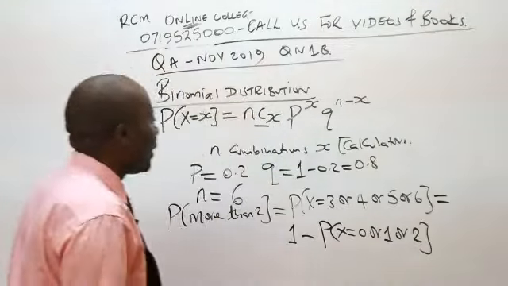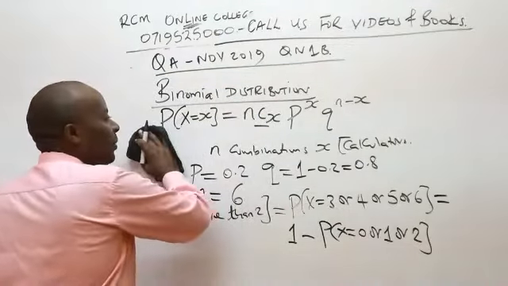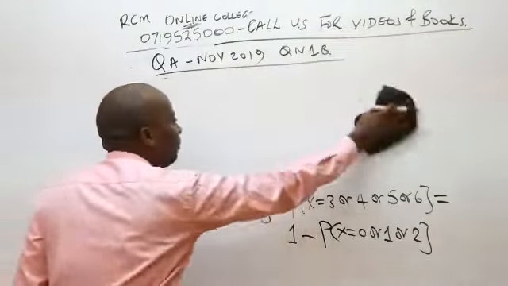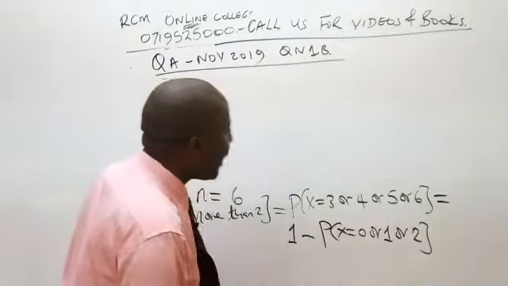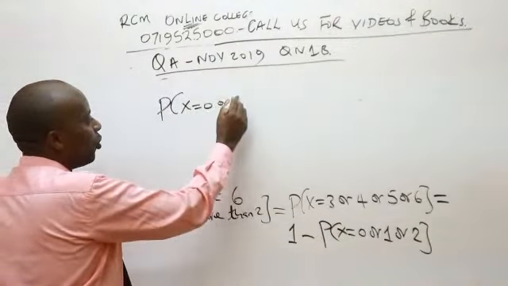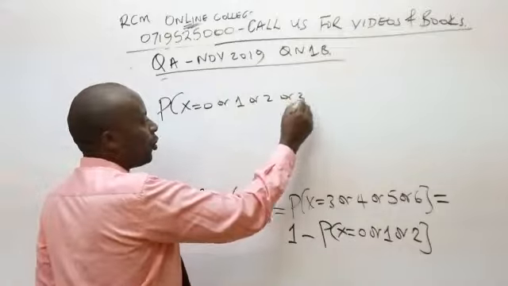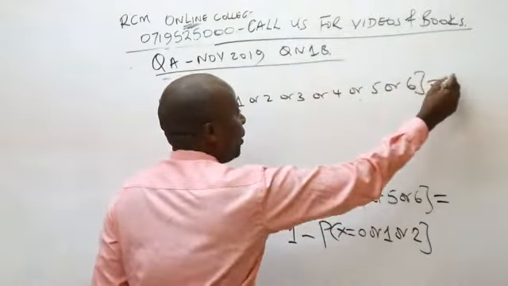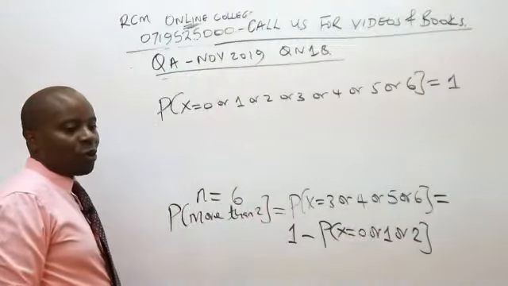Let me make this clearer. The entire sample space here is the probability of X being equal to 0, or 1, or 2, or 3, or 4, or 5, or 6, which will be equal to what here, somebody? Which will be equal to 1.